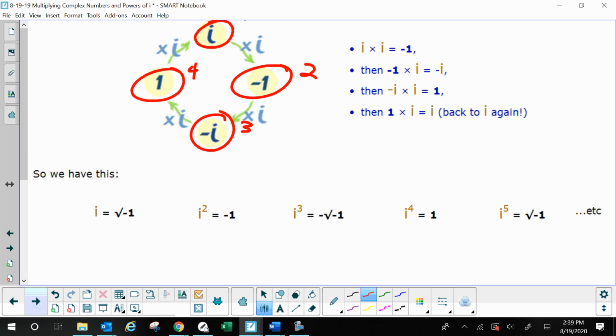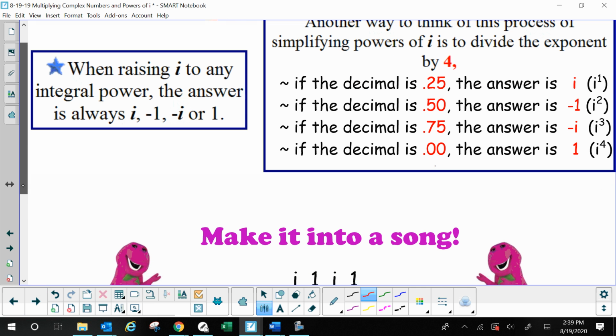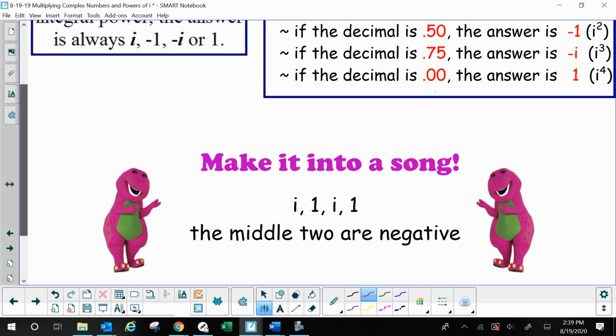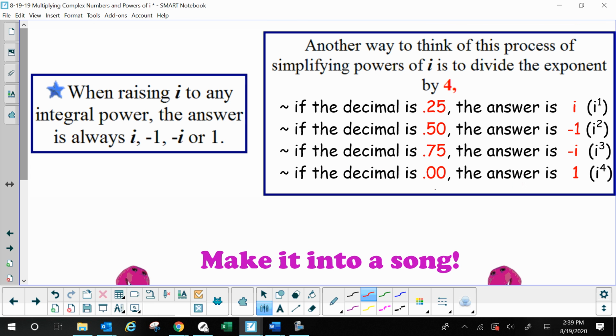I'm going to show you that. There's the Barney song. I don't know if you remember. It kind of goes along with it, but i, 1, the middle two are negative. So basically these two are negative. That's how I remember the 4 different things. So there is a trick so you don't have to do all that work of deriving what each one is. You can find the decimal, and we're going to practice that.